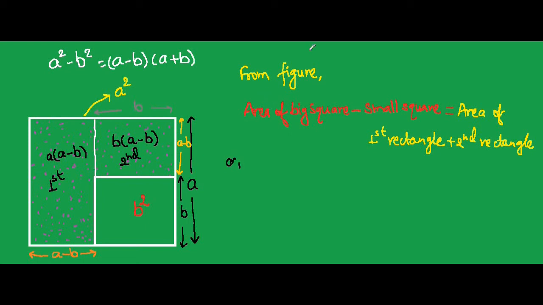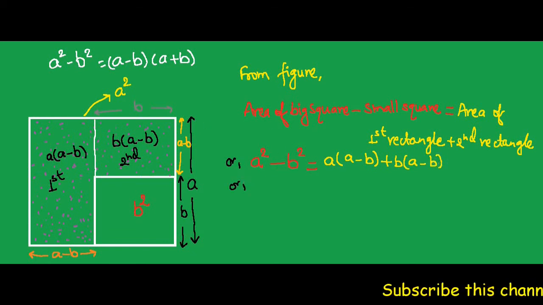Or what you can write, area of big square is a square minus area of small square is b square is equal to area of first rectangle, which is a times a minus b, plus area of second rectangle, which is b times a minus b.